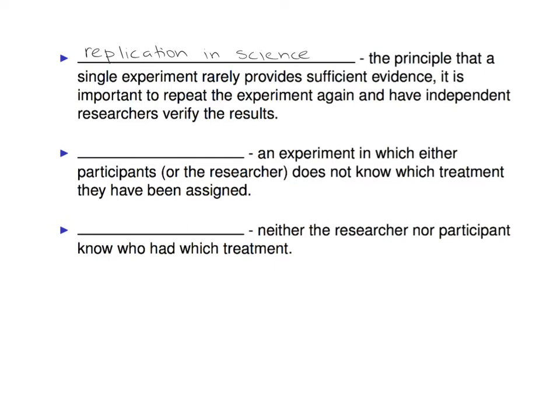And an experiment in which either the participants or the researcher does not know which treatment they have been assigned. So the kicker is one person does not know. That's called single blind. And an experiment in which neither the researcher nor participant know who had which treatment, that's called double blind.